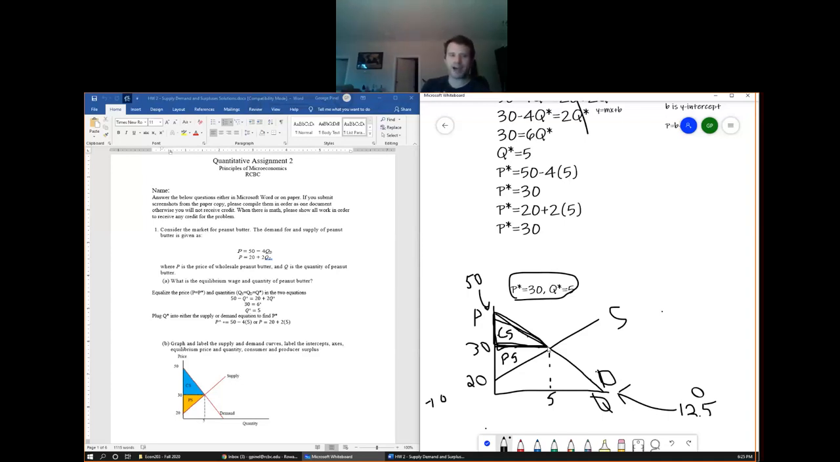So I'm willing to pay $10 for ice cream. I only have to pay $6, so I get $4 consumer surplus. You're willing to pay $9, you only have to pay $6, you get $3 consumer surplus. You add them all up, you get this area in between the demand curve and the equilibrium price.